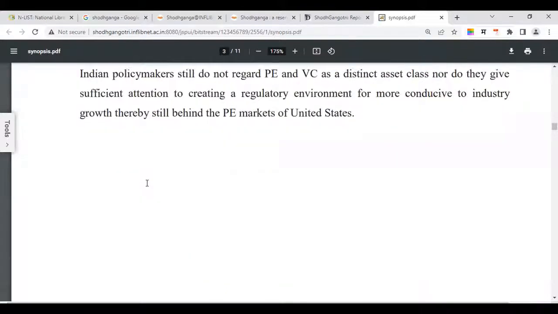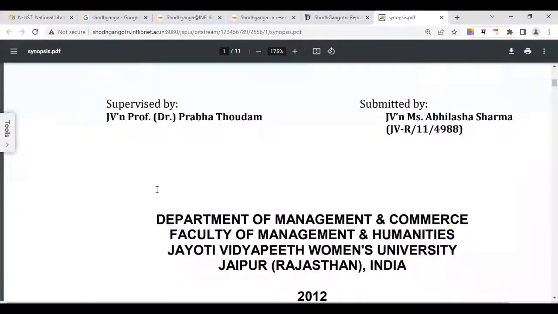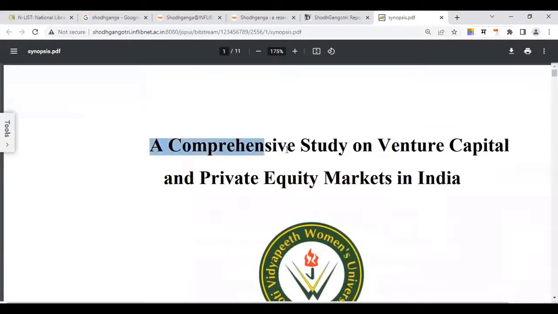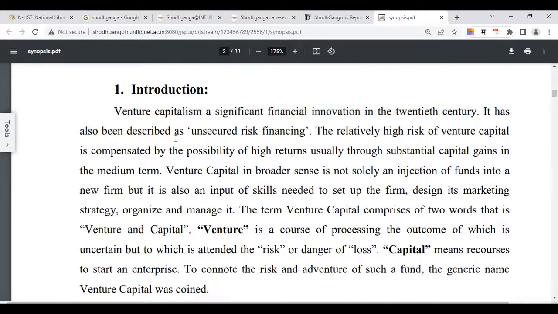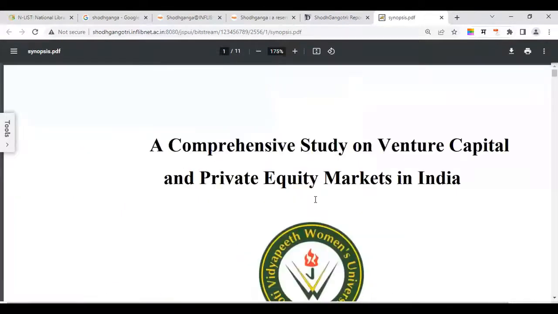What are the things there, and then what are the objectives? For example, we are going to see this topic only: a comprehensive study of venture capital and private equity markets. You may also take a scope. Scope means where I am going to carry this out. For example, in Pune instead of India; we'll take venture capital and private equity markets in Pune. Now go through this introduction and see what is there in it. It's nothing but the information related to this topic.